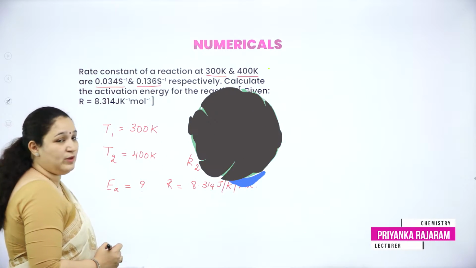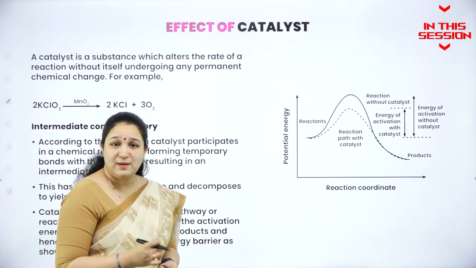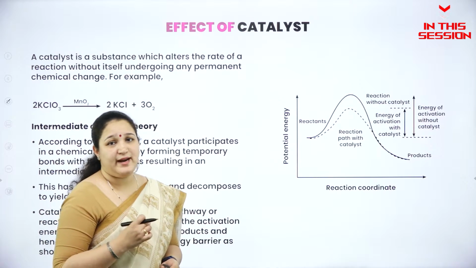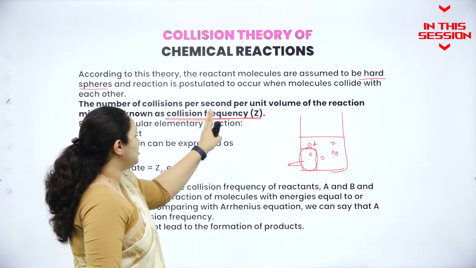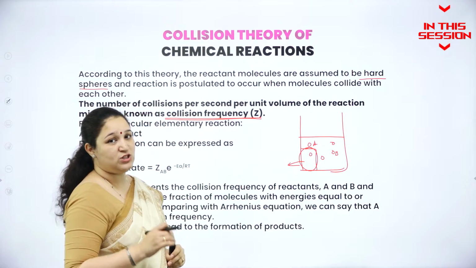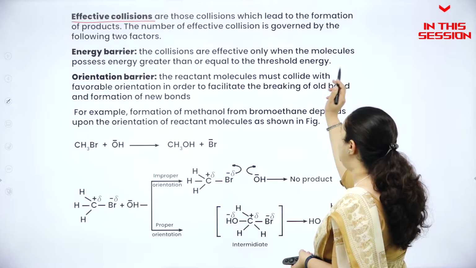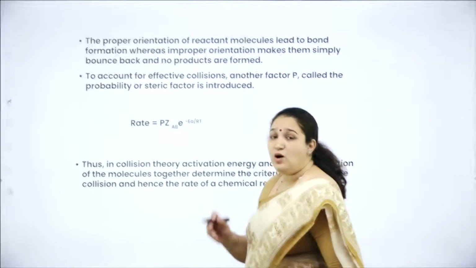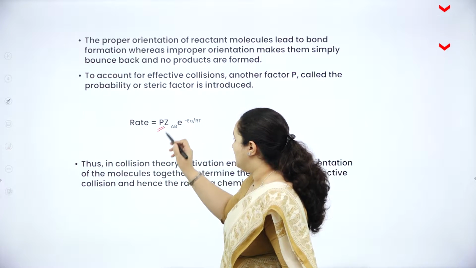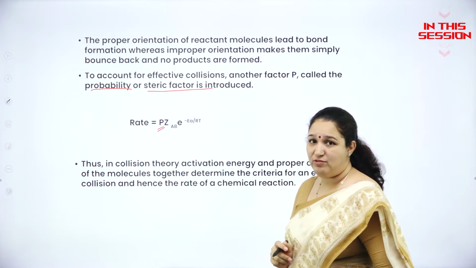Now, which is the formula I have to use to calculate activation energy? Catalyst is a substance which alters the rate of the reaction. The number of collisions per second per unit volume of the reaction mixture is known as collision frequency. Effective collisions are those collisions which lead to formation of product. Now, what is P here? P is called the probability or the steric factor.